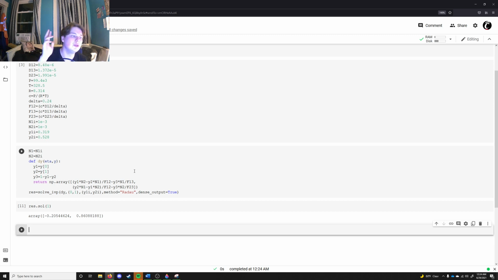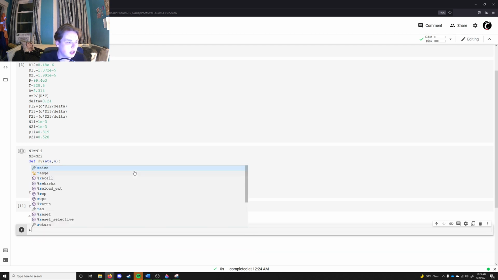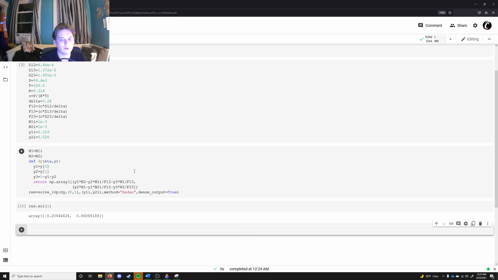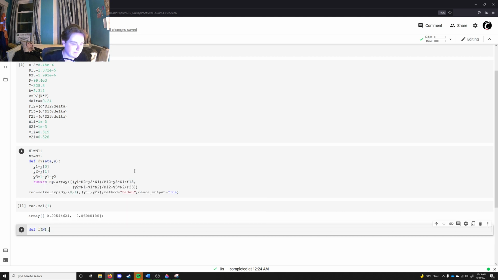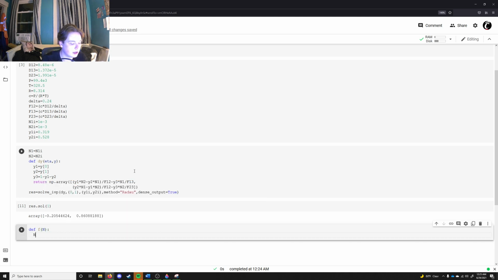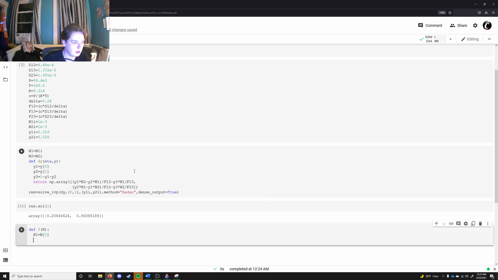So we need to do some root finding. If we look at the root function, we need a function and our initial inputs. So what we're going to do is have some new function, we'll just call it f. We're going to define some function f with n as its parameter. Then we're going to have n1 equal to the first value, and n2 equal to the second value.